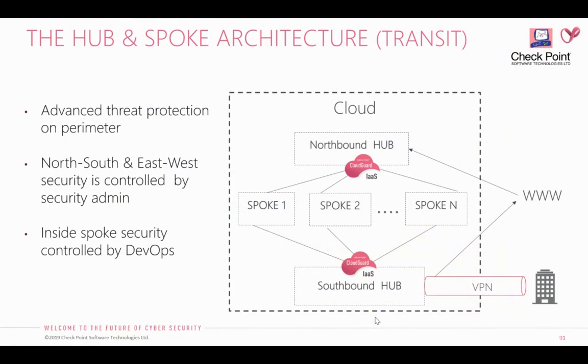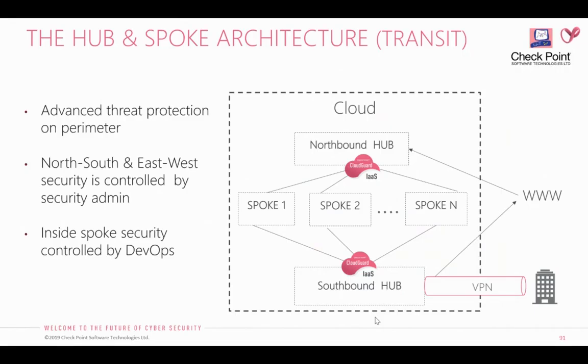So that's it. They have mentioned a few use cases of CloudGuard IaaS and how it can be deployed. It can be deployed on either the northbound hub or the southbound hub. The northbound hub, which you can see here, will act like the transit hub, the transit firewall, and this can also be used for a hybrid mode of deployment.